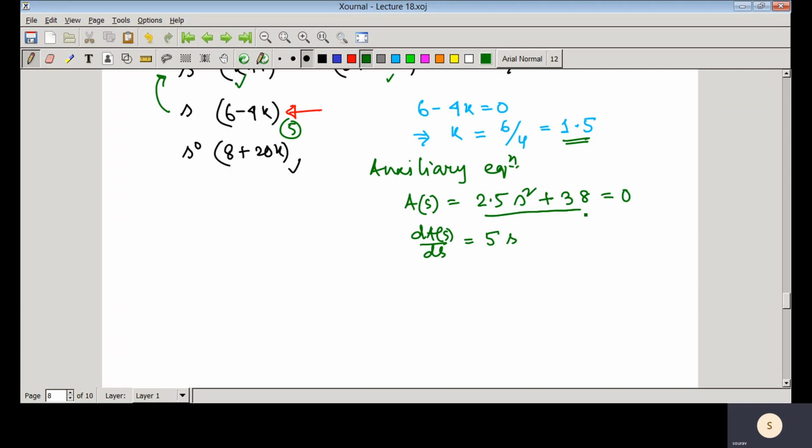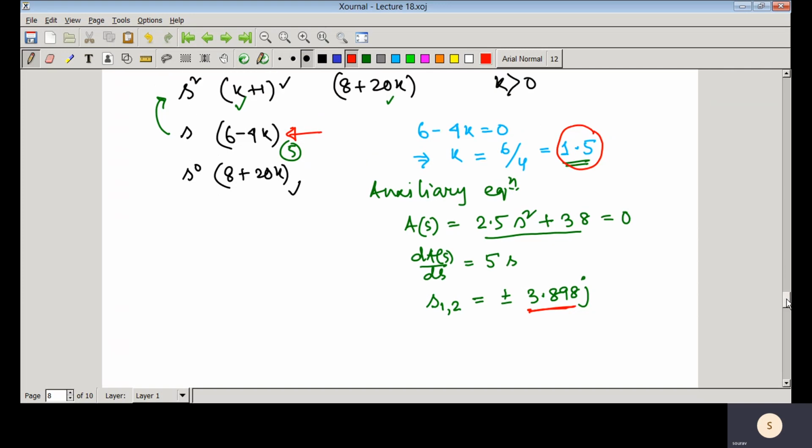So here you can just replace with that 5, and from this particular auxiliary equation, you will have two roots lying on the imaginary axis, that is plus minus 3.898j. So this is that value, this is that point 3.898j, and this is that value of k.